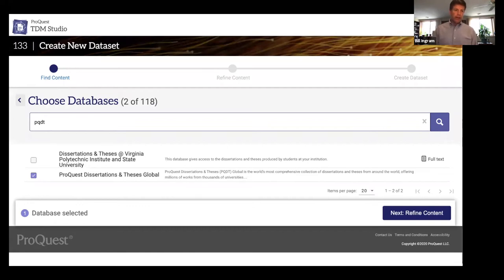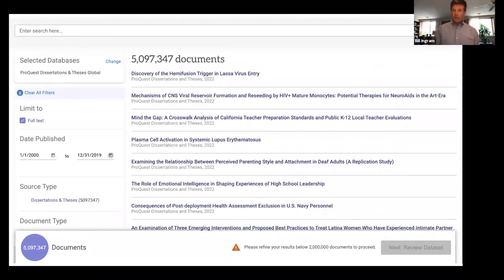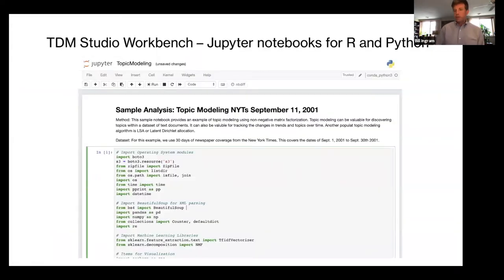It's a faceted search and browse. We chose the ProQuest dissertations and theses global collection and drilled down into that. As you see there, the 2 million document limit. So we had to winnow this down a bit in order to meet that limit, but we finally did. Once you have your collection set up, you set off the movement of the files, and this takes a fair amount of time. But once they're moved over, you can interact with the data using a standard Jupyter notebook, which folks that are doing data science are really familiar with. This is a screenshot of what that looks like.